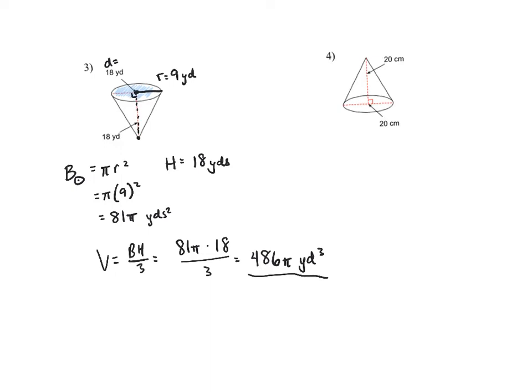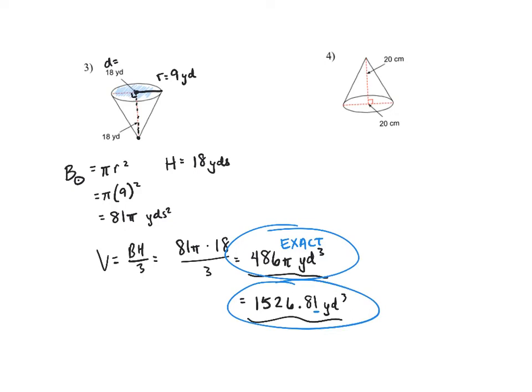And if I want that answer as a decimal, multiply by pi. And that's 1,526.81 yards cubed. So again, both good answers. You have your exact answer, and you have your approximated answer rounded to the hundredths place. So two good answers for you.